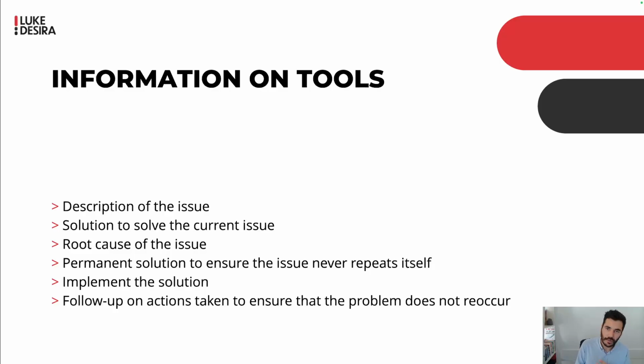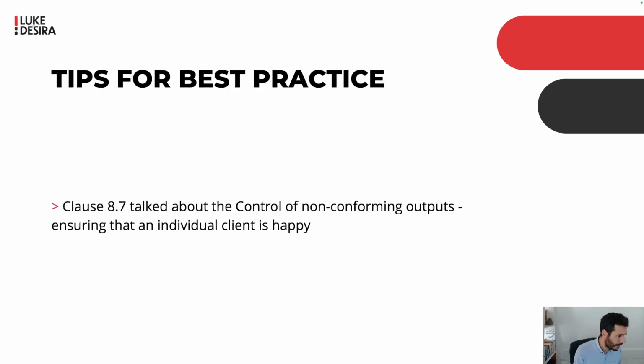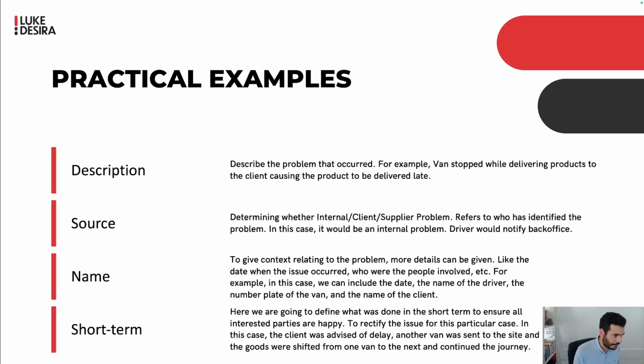Okay, so you can use a template just like the one I showed you, or you can create one for yourselves, and this has to have the description of the issue. You need to define the solution to solve the current issue in the short term. You need to define the root cause of the issue. We're going to find a permanent solution to ensure that the root cause never repeats itself again. We're going to implement the solution and follow up on the actions taken to ensure that the problem does not reoccur. Okay?